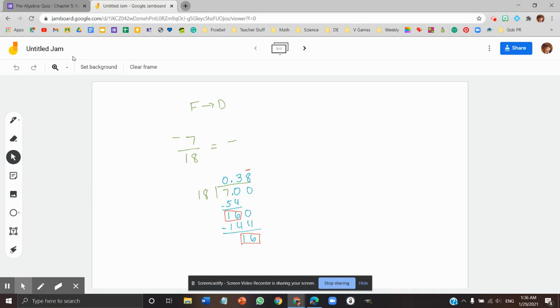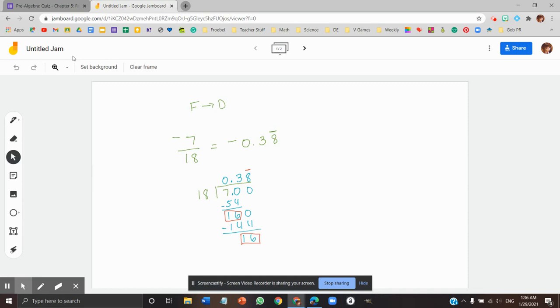So what is the equivalent of that fraction as a decimal? Well, -7/18 is going to be the same as -0.3 with the 8 as a repeating number. So I have to put the line there.